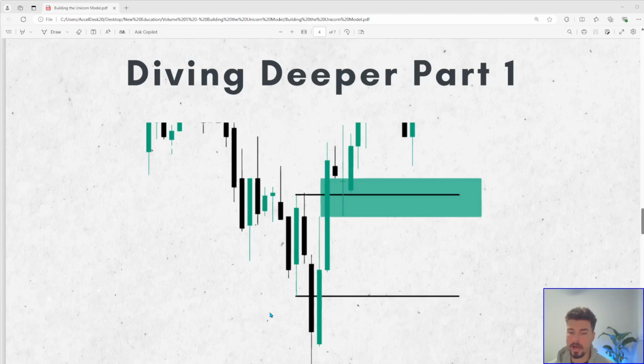Now the question that you might have is, does all the breaker block have to line up with a fair value gap? No, right? You might have seen ICT talk about this himself. Even though part of that lines up with the fair value gap, that is still good. But there's more going on here that we can talk about.